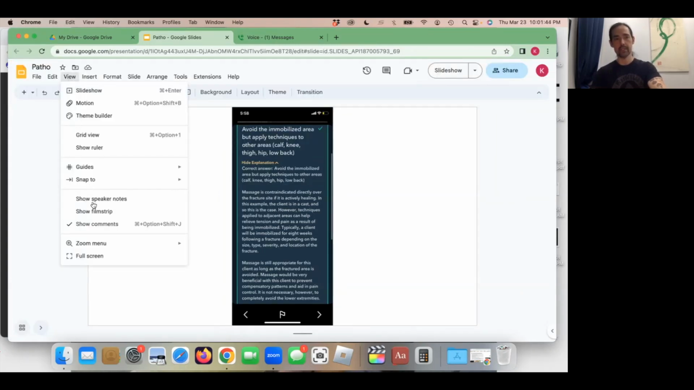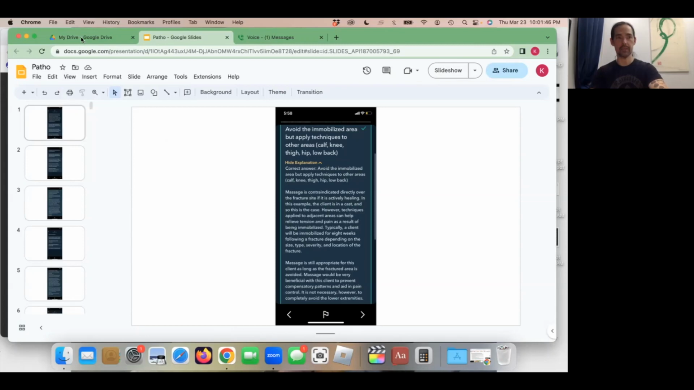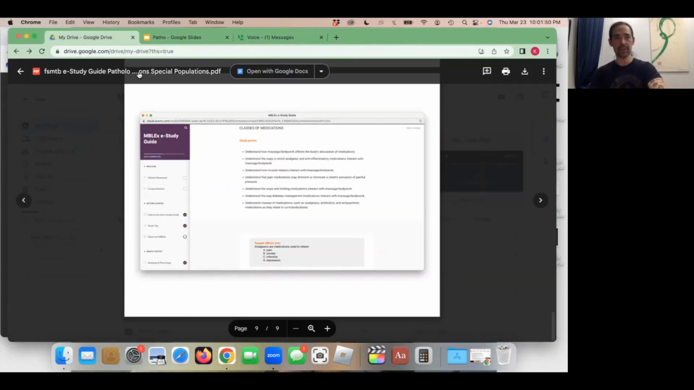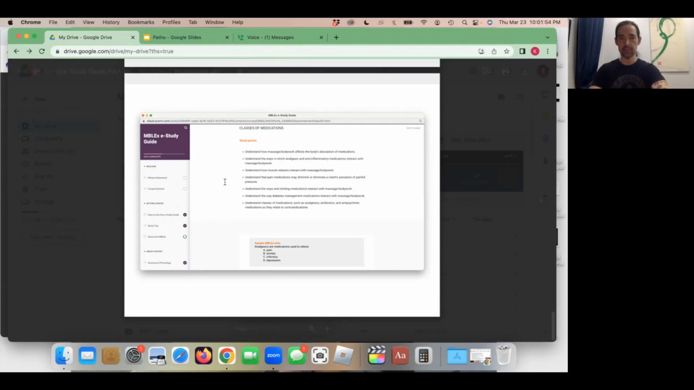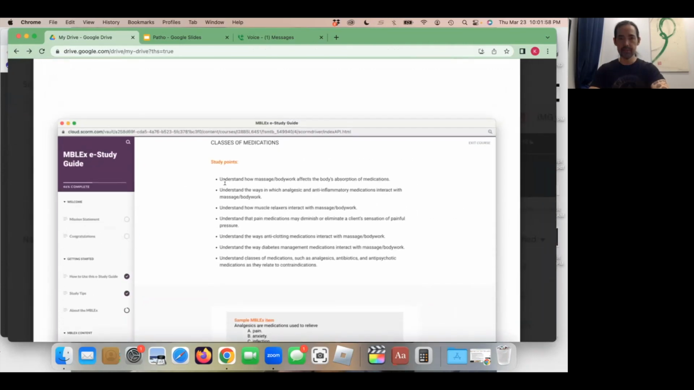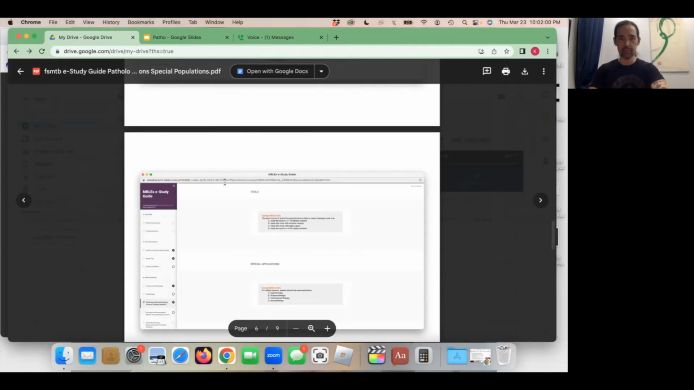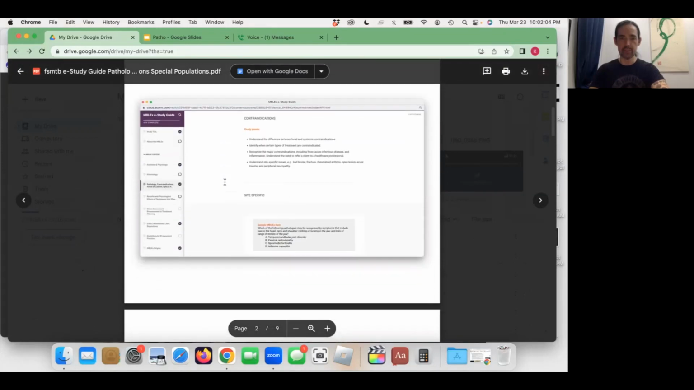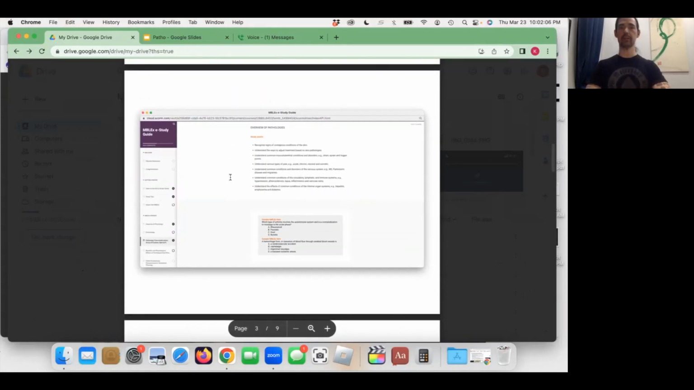And in the meantime, your assignment is to go to the MBLEX drive to look at this pathology e-study guide. You should be looking at all these and look at the study points. Anything that doesn't have a green check mark by it, we didn't cover tonight. We haven't covered in class. So you have to make sure that we cover it.